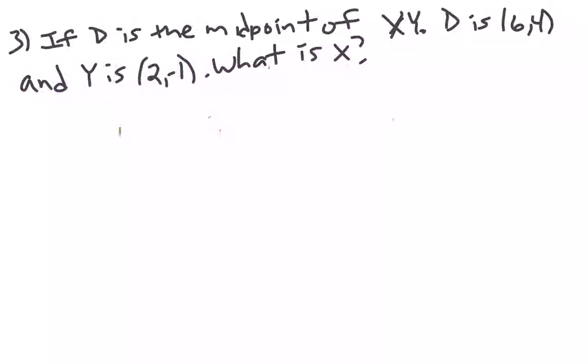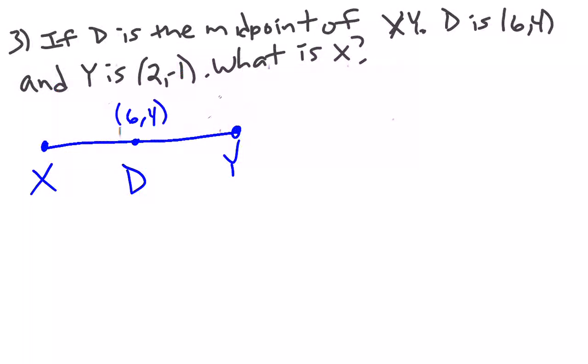Just kidding, we have one more question. If D is the midpoint of XY, stop, draw your picture. X, Y, D. And it tells me D is 6, 4, and Y is 2, negative 1. So what is it from my diagram that is missing? I'm missing an endpoint, so what do?